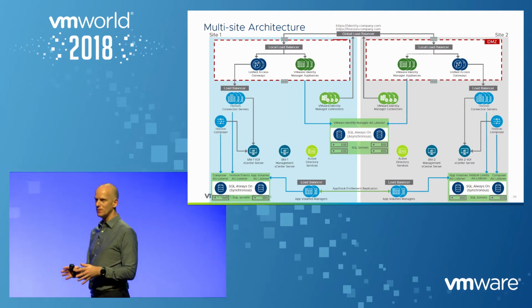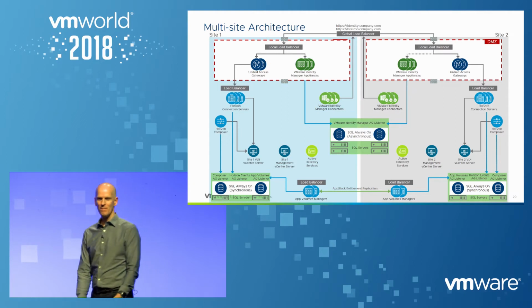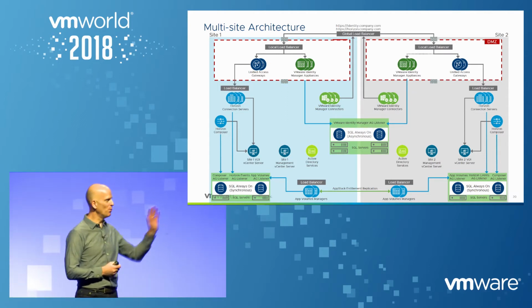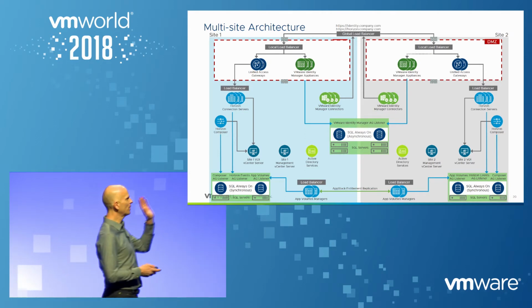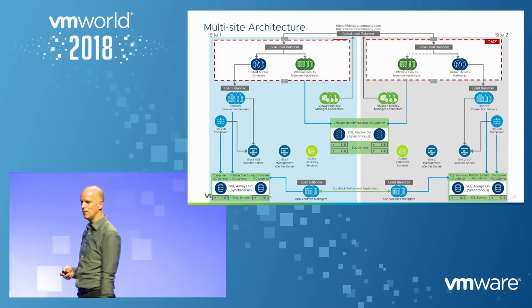So the way we look at it is let's take each product individually, let's architect them, scale them, and then at the end we'll integrate them back together. Right? And we'll create a working solution built out of all these moving parts. Right? So we look at Horizon, how many connection servers I need, do I need unified access gateway, how do I scale and design that?